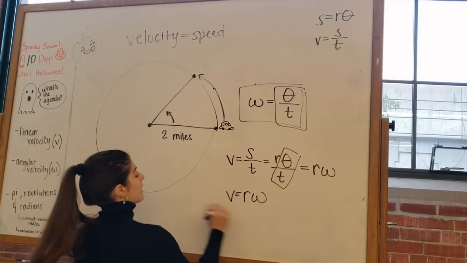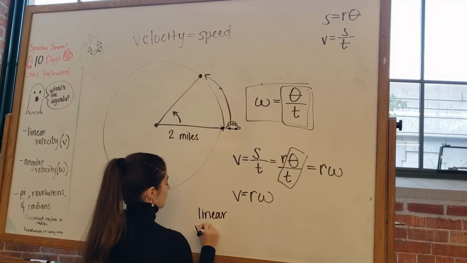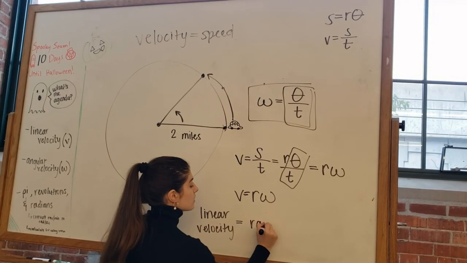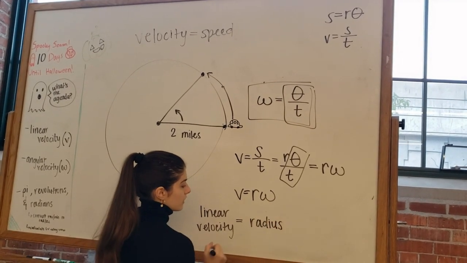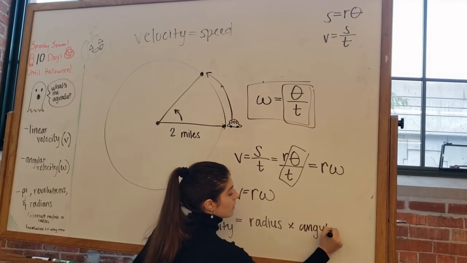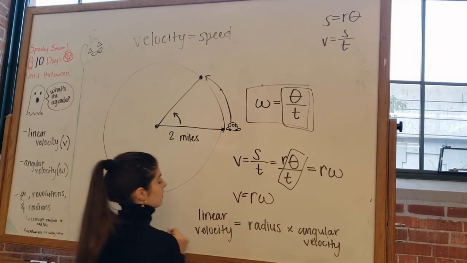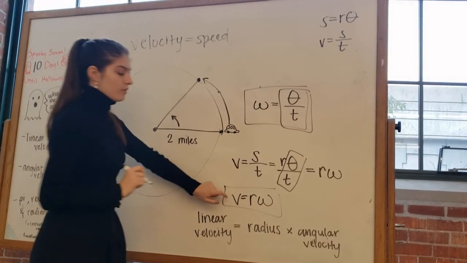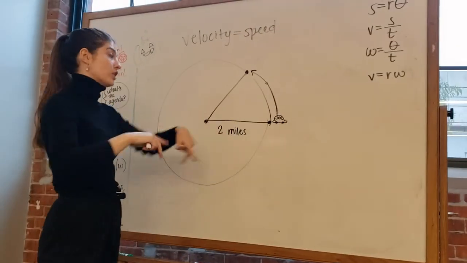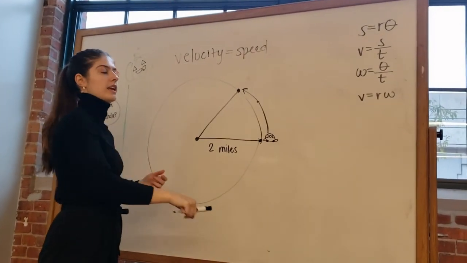All right? Let me write that out in words. Our linear velocity equals our radius times our angular velocity. Write that down, okay? So, all right, so let's find the angular velocity, and then we're gonna connect the linear velocity to the angular velocity.